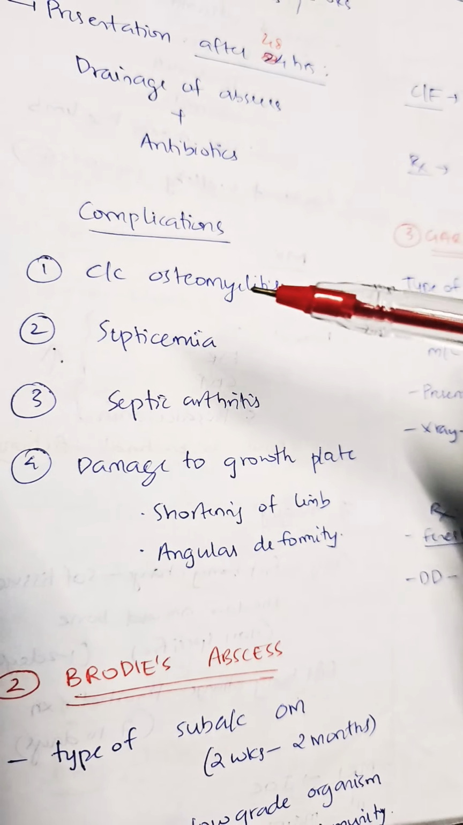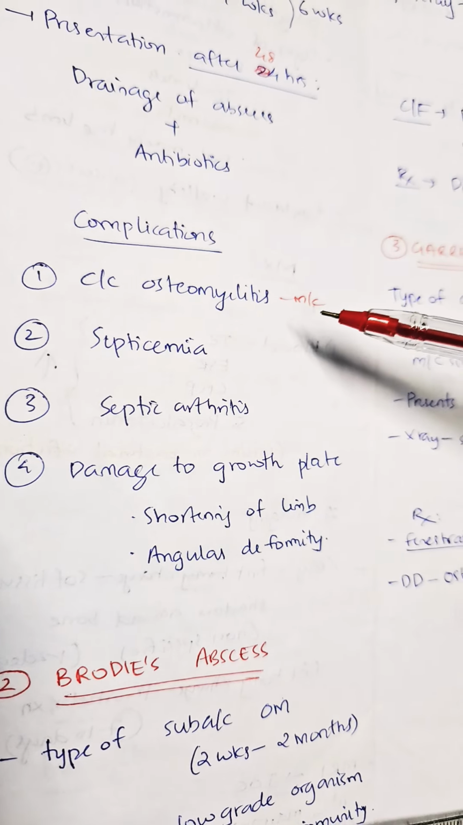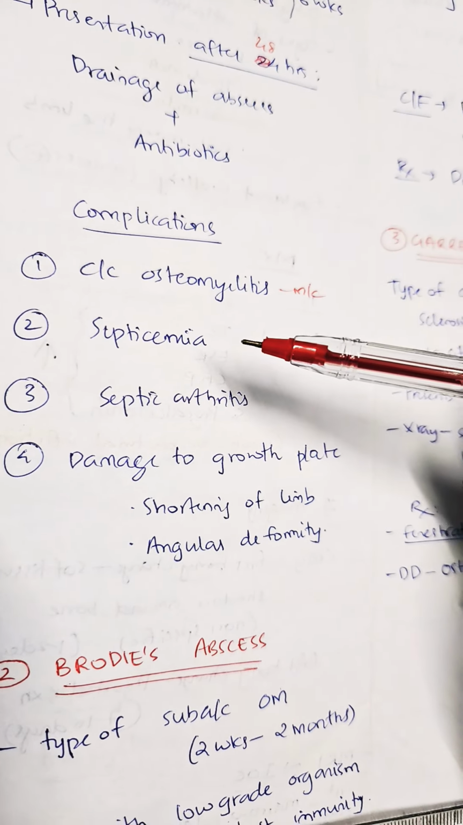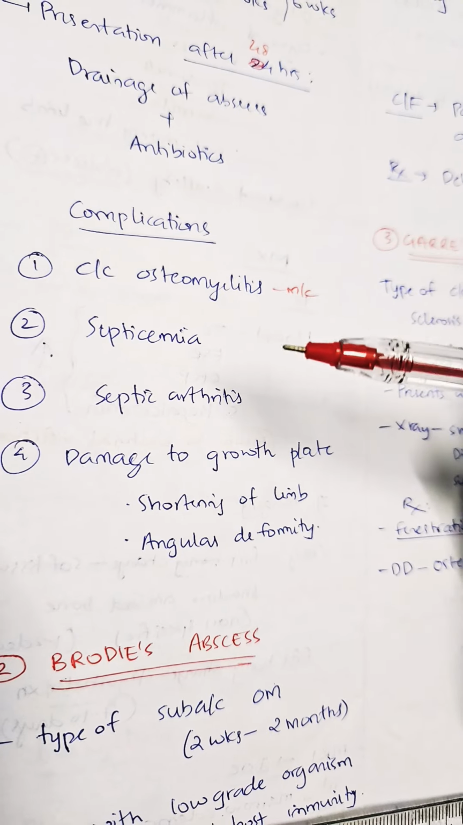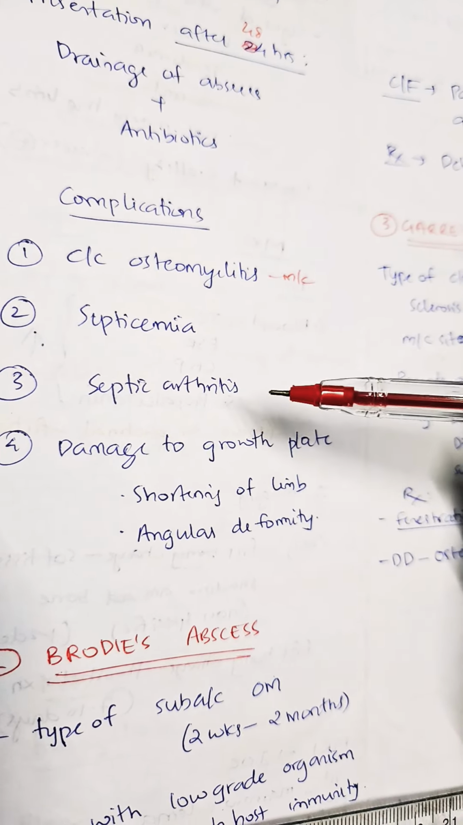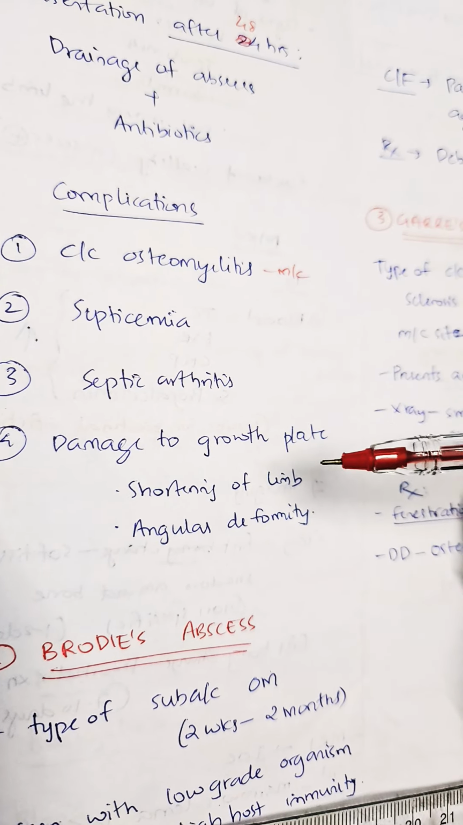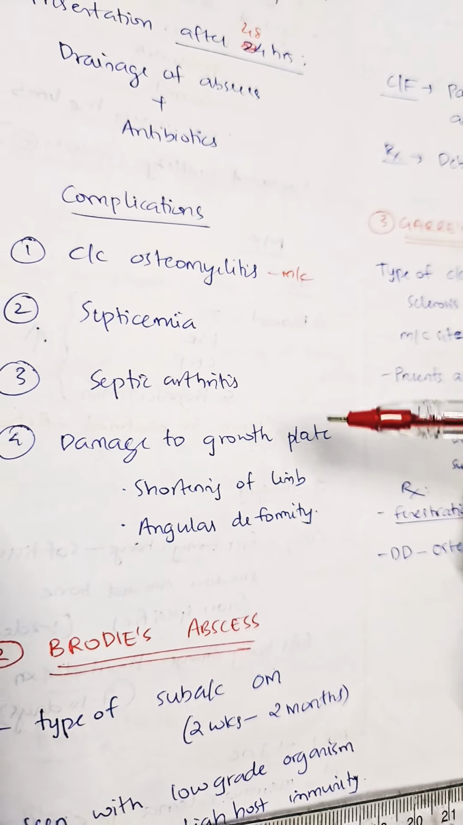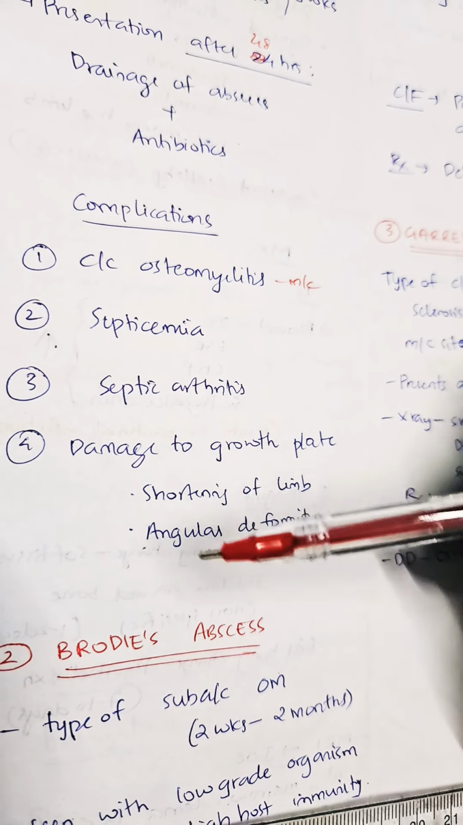Complications. So the acute osteomyelitis can turn into chronic osteomyelitis. That's the most common complication. Then there can be septicemia. So infection can reach the blood and it can reach different foci of the body and cause infection there. Then there can be septic arthritis, that is infection of the joint. Then it can also cause damage to the growth plate. So if the growth plate is damaged, there can be shortening of the limb or there can occur an angular deformity.